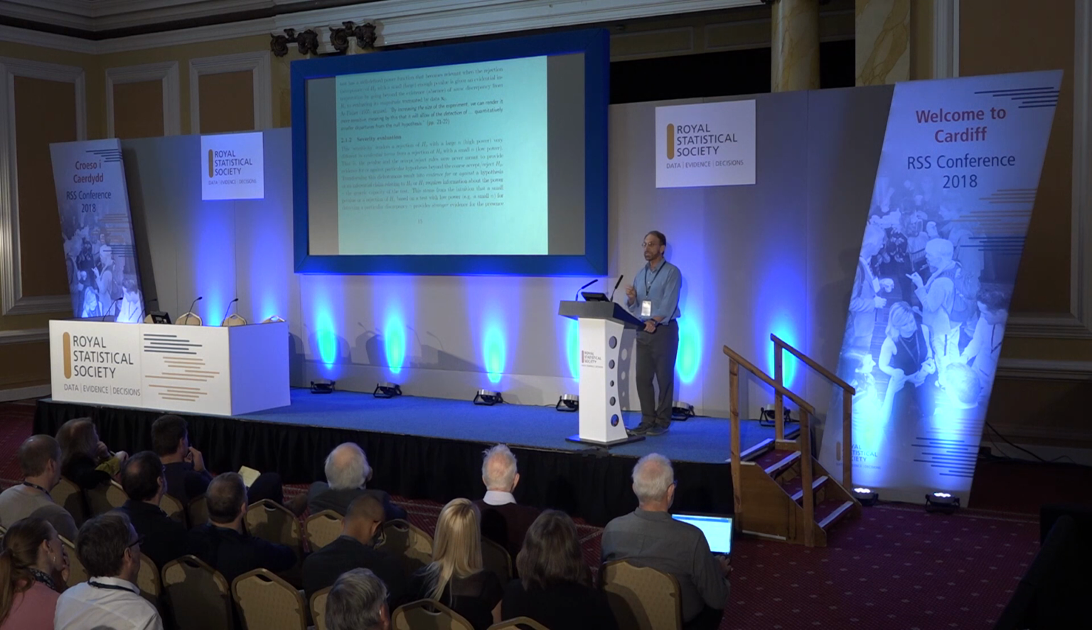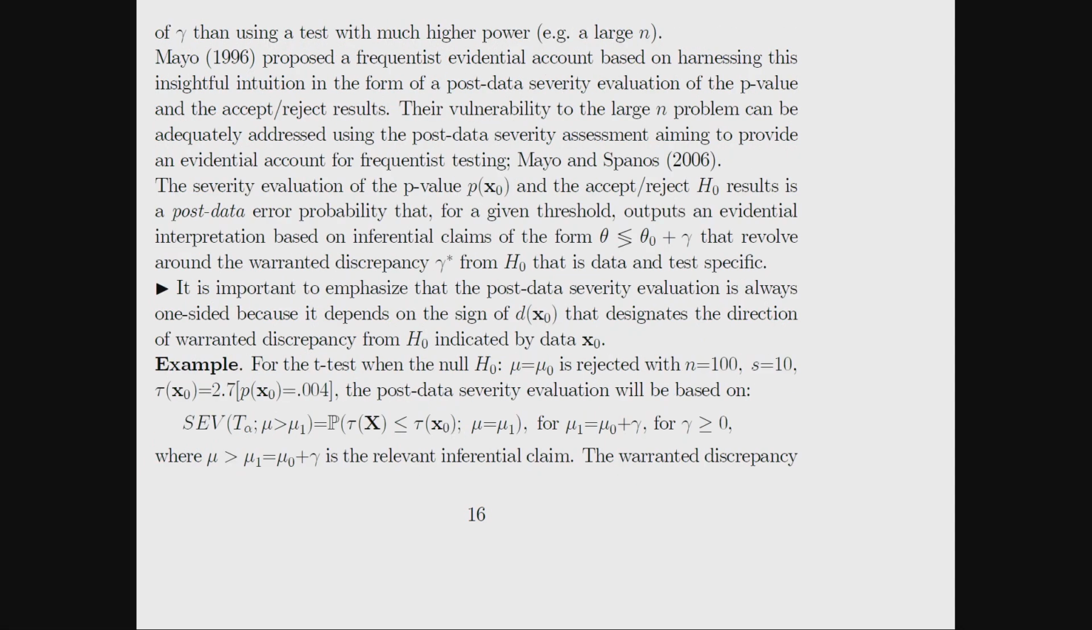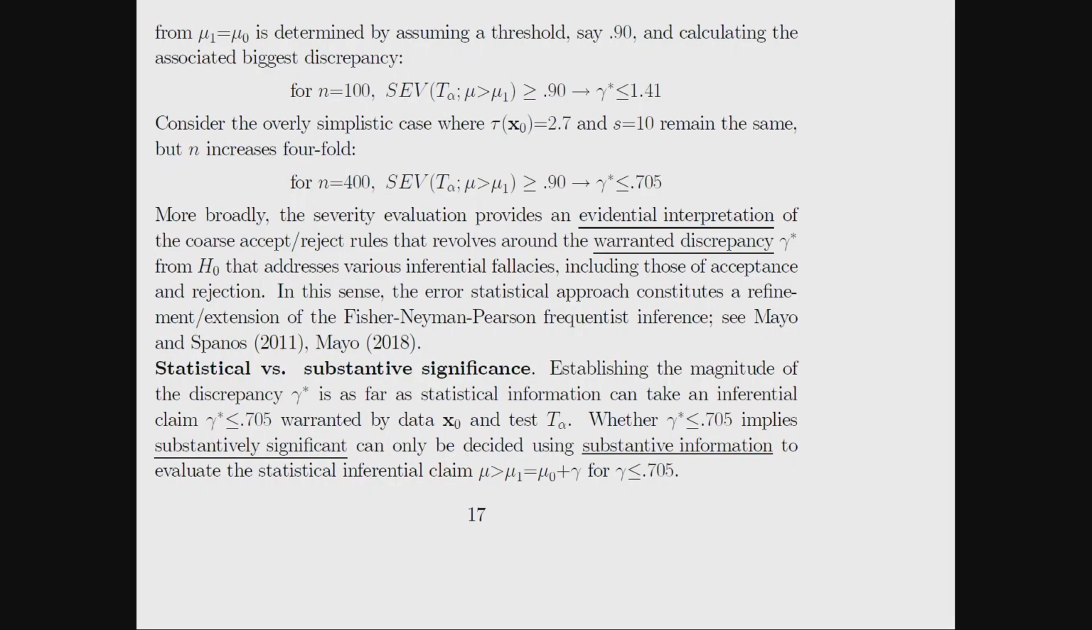And the intuition behind it is a rejection of the null with a small sample size, let's say of 50, is much better evidence that the null is false than a rejection of the null with 10,000 observations. That intuition is captured by the severity evaluation, and here I have examples to show you how the warranted discrepancy from the null, which is what people should call the effect size, depends on the power of the test, and in particular, the sample size.